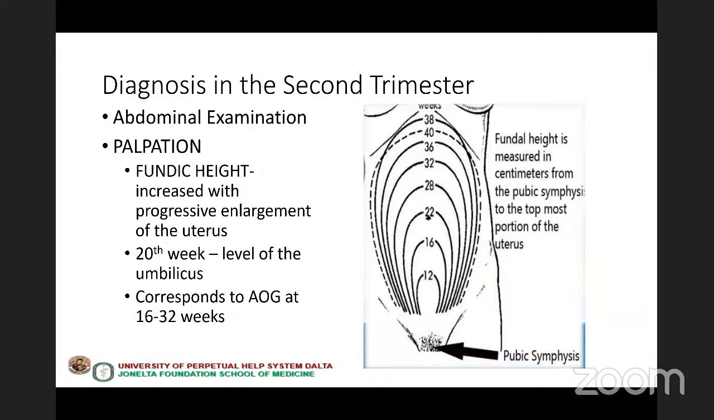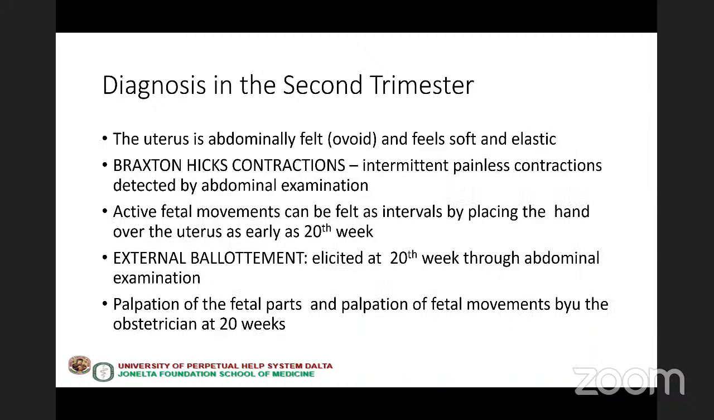Okay. So your abdominal examination, what's the importance of your fundic height? This would also give you clues to check for your age of gestation and if it concurs with your LMP, if it concurs with your quickening, if it concurs with your ultrasound. Usually, at the 20th week, it's at the level of the umbilicus. And it usually corresponds to age of gestation from 16 to 32 weeks. Okay? So in general, the uterus is described as ovoid and feels soft and elastic.